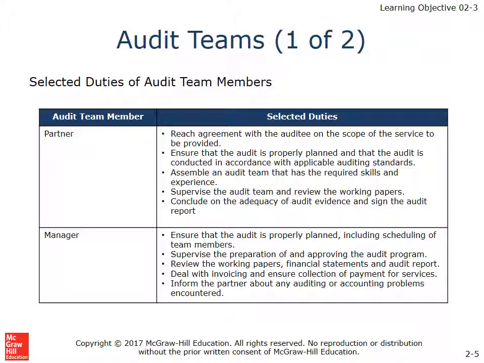So every partner in a CPA firm must be a CPA. A manager is the next level down from a partner. Their tasks on the audit team are to ensure that the audit is properly planned, and they schedule the team. They supervise the preparation and approving the audit program, the steps the team will take. They review all the work collected, the financial statements, and audit report developed by the team. They bill the client and make sure the company gets the money. And then they tell the partner about any auditing or accounting problems encountered.